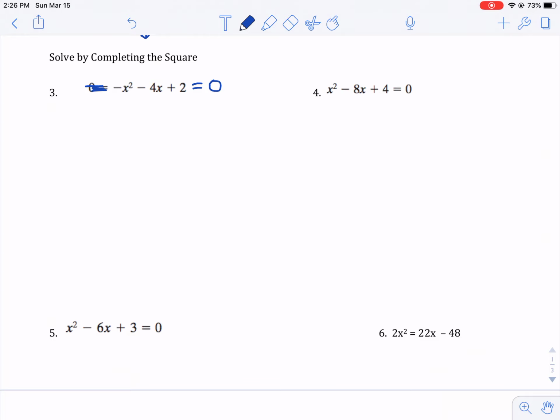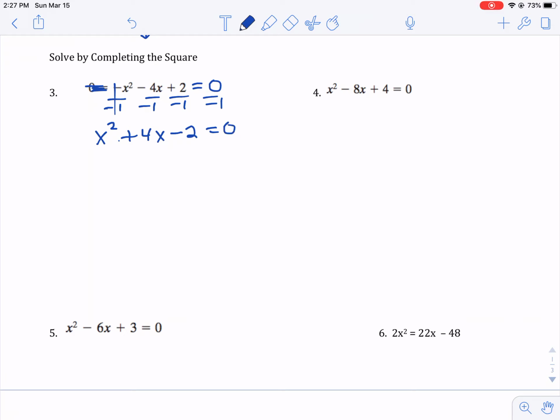I am noticing that the number touching the x squared is a -1, and I can't complete the square unless it's just a regular 1. So I need to divide everybody by -1 first so that all it says is x squared. Don't forget, you have to show dividing the 0 as well. So -1 divided by -1 makes just an x squared because they cancel. And positive 4x. 2 divided by negative 1 is negative 2. 0 divided by anything is 0.